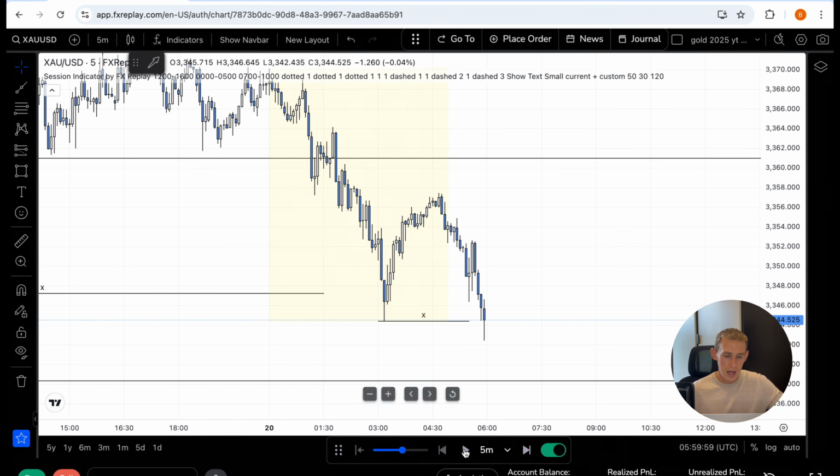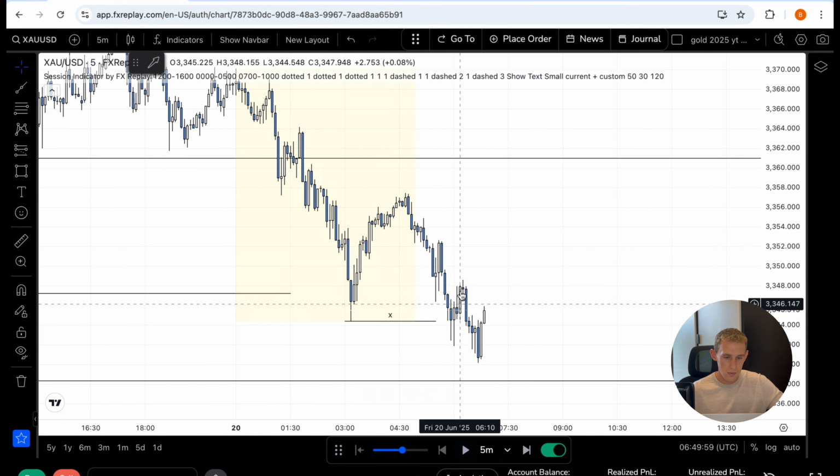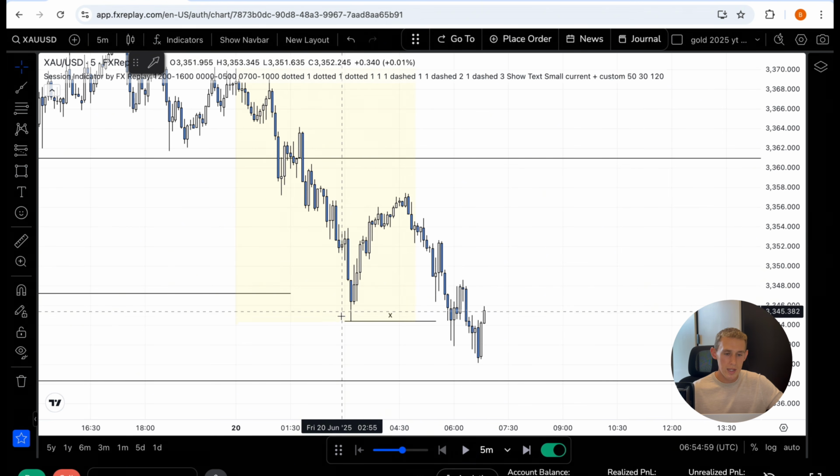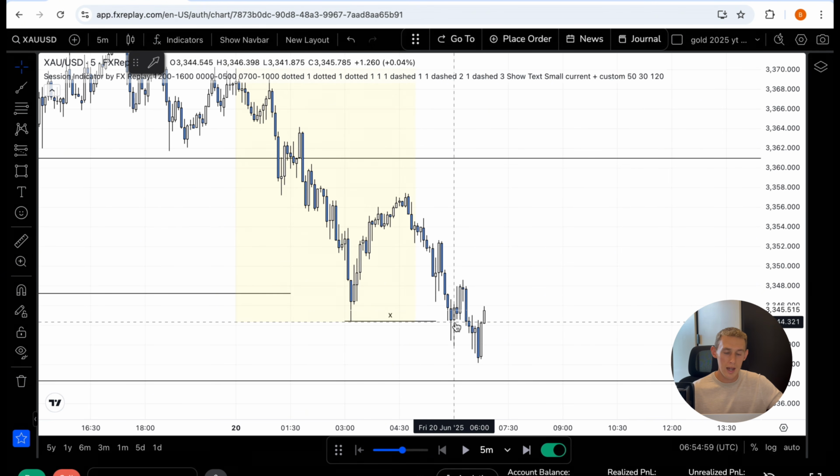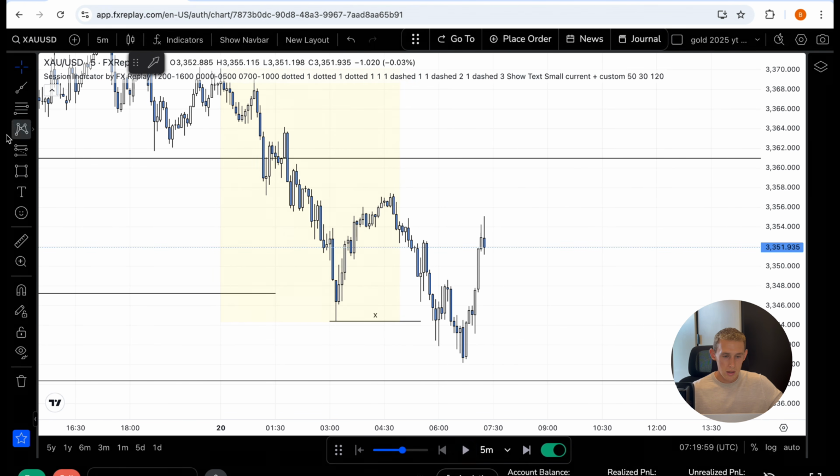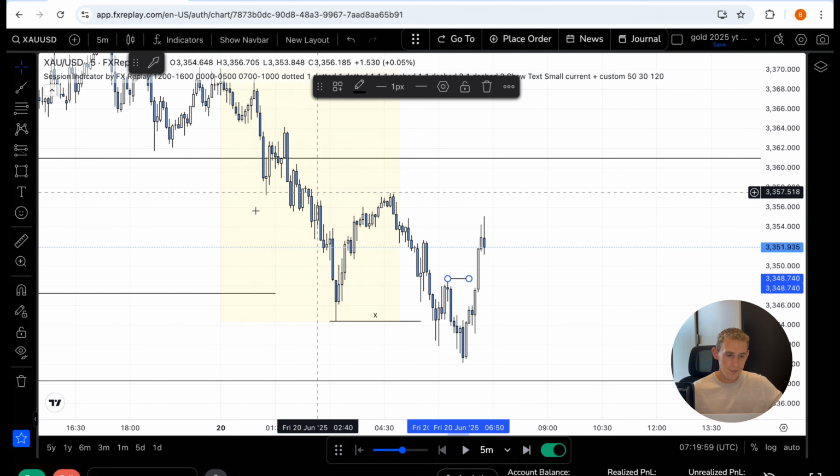Currently, I would want to see this high broken. Now this high. Notice how price is forming smaller and smaller retracements here as well. It's slowing down a little bit, you could say. Yeah, there you go. So very clear and impulsive change of character on M5.